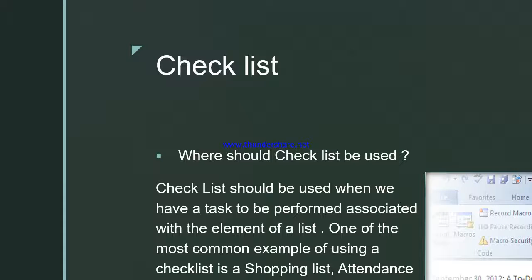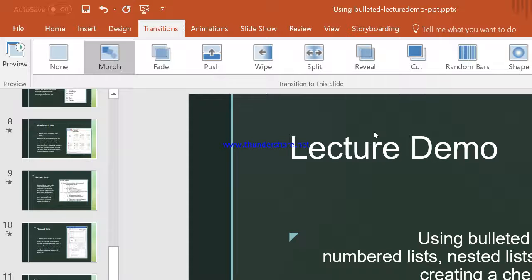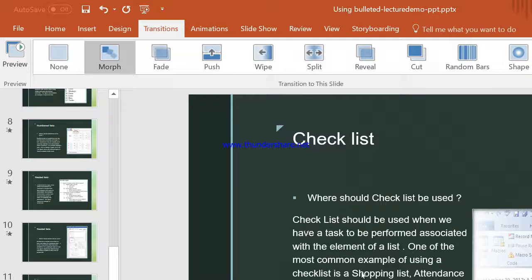Checklist should be used when we have a task to be performed associated with the element of list. One of the most common examples of using a checklist is the shopping list. There is only one type of checkbox available in MS Word. Now I'm going to take you through a procedure of how to add a checkbox in MS Word.